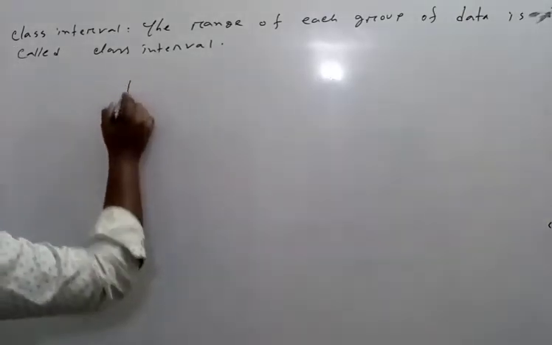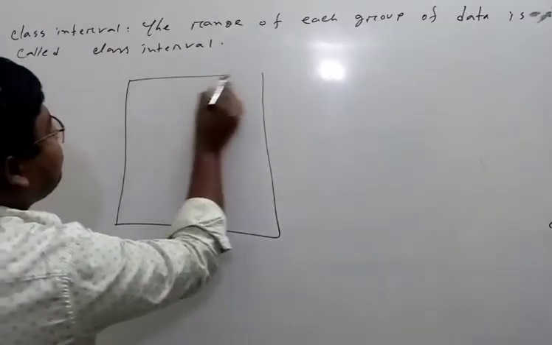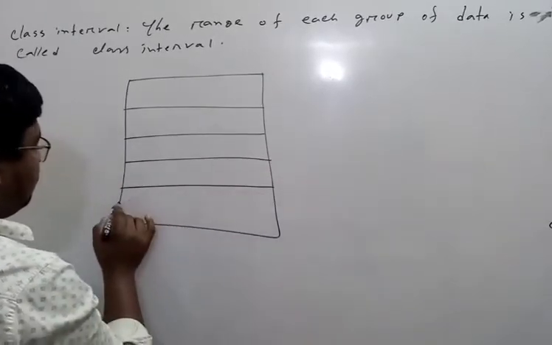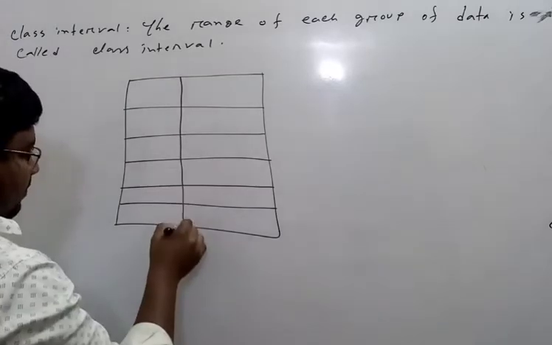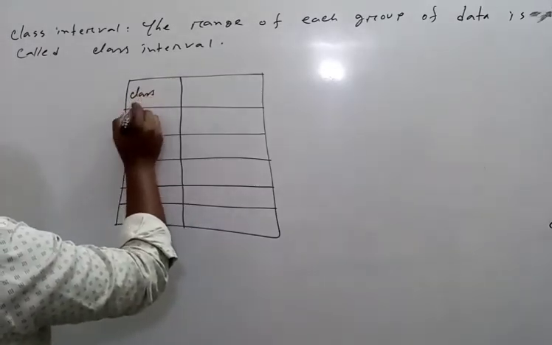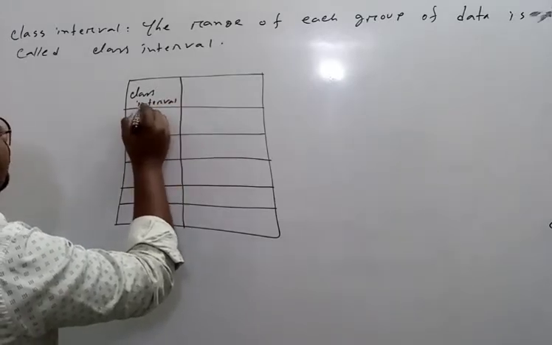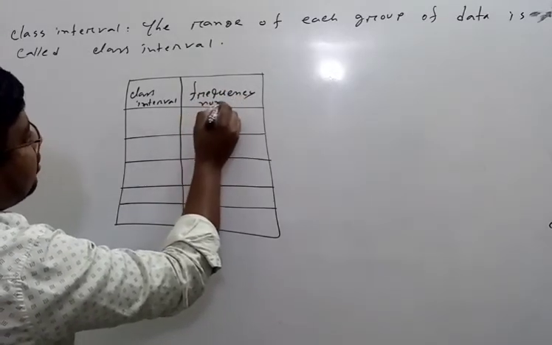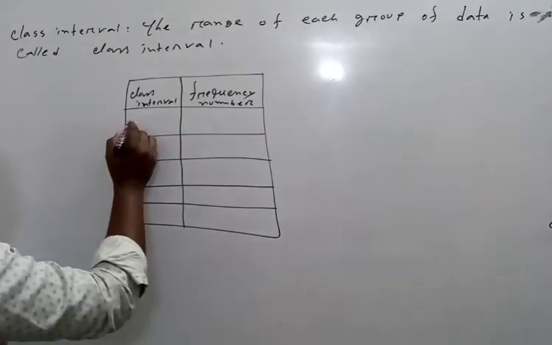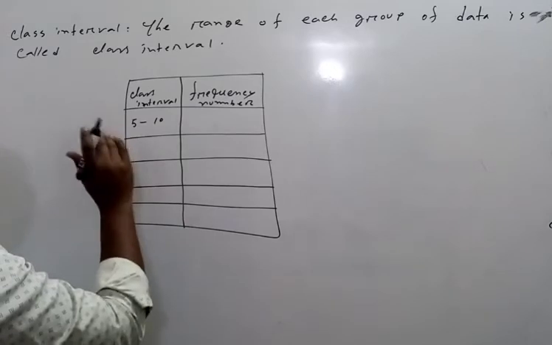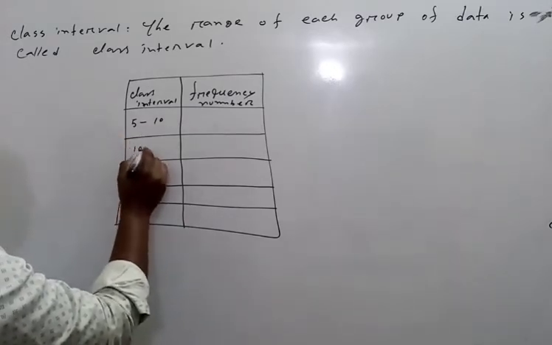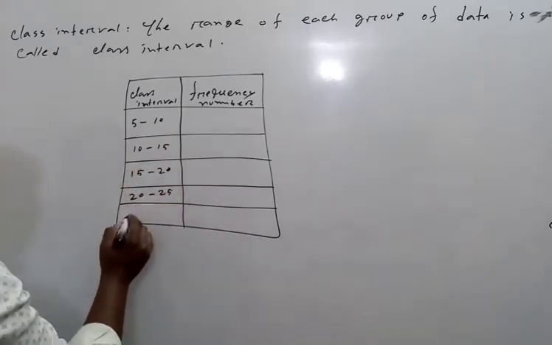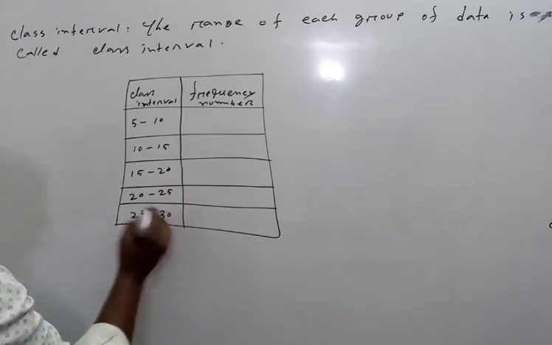Look at me. Suppose this is a table. This is the class interval and this is the frequency number. Suppose these are the groups: 5 to 10, 10 to 15, 15 to 20, 20 to 25, 25 to 30.